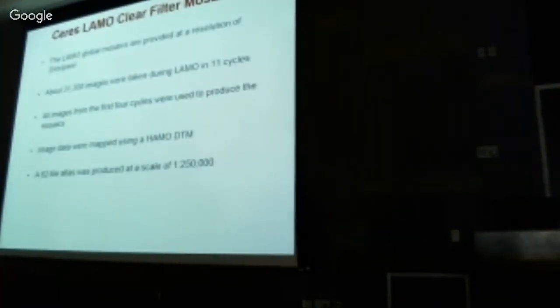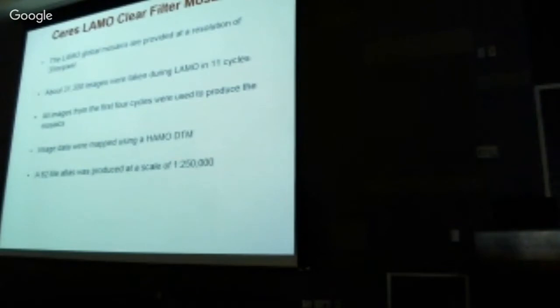Now let's go to LAMO. LAMO was the final orbit. We got about 31,300 images during LAMO in 11 cycles. The first 4 cycles were used to produce a global mosaic. The colleagues were not able to process all these 31,000 images for a LAMO digital elevation model, so the processing again relied on the high altitude mapping orbit digital elevation model.